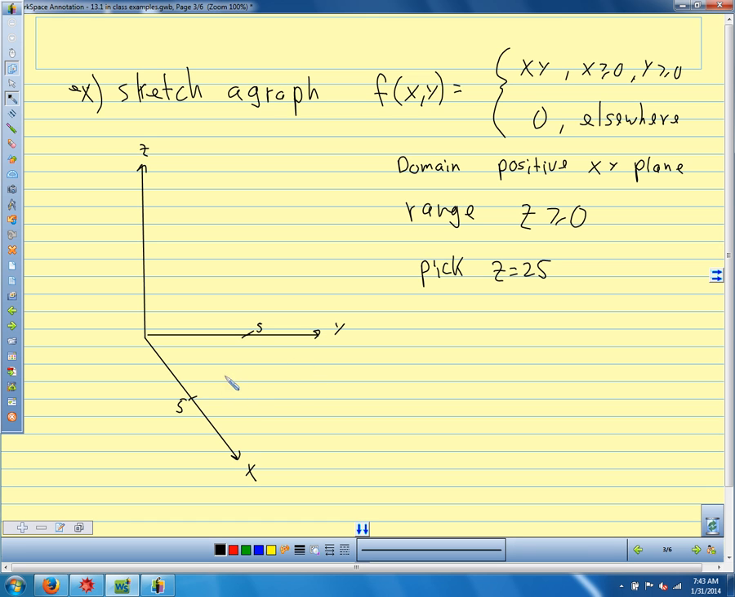And right above this point, 5, 5, so there's my point (5, 5) in the xy plane. Z is going to be what at that value? 25. So we're going to get a point way up here. So here's z equals 25.